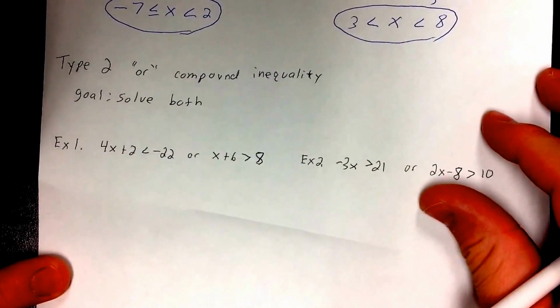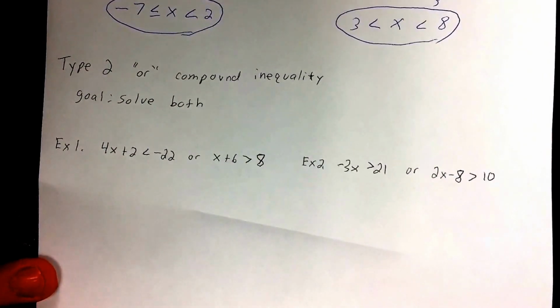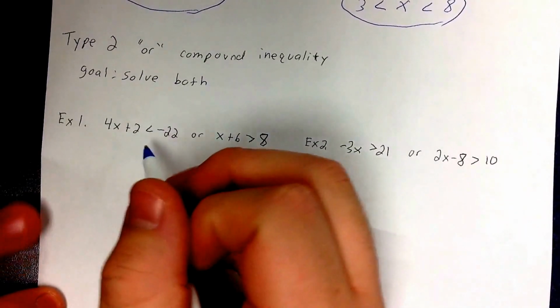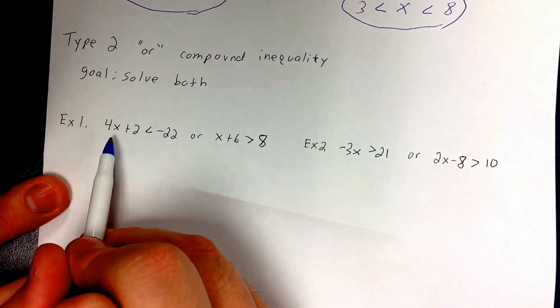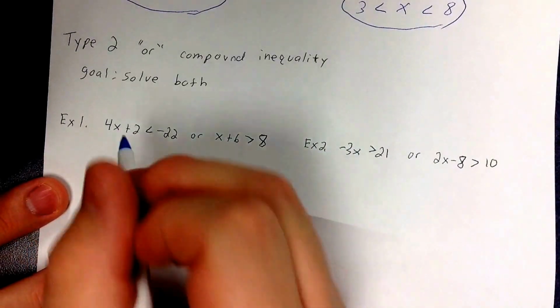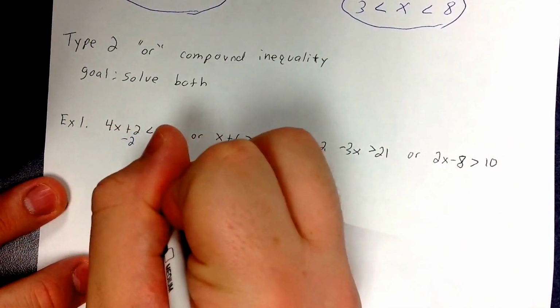Now the second type of compound inequality is an OR compound inequality. In this case, we're just going to solve both of them. So the first one here, again, here's my variable. It's on the left-hand side. It's not by itself because of the 4 and the 2. So I get rid of addition first. So I subtract 2.